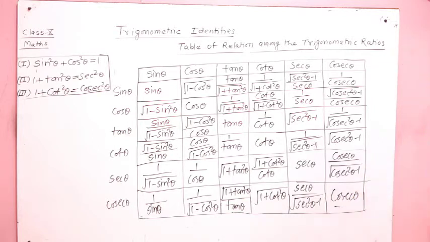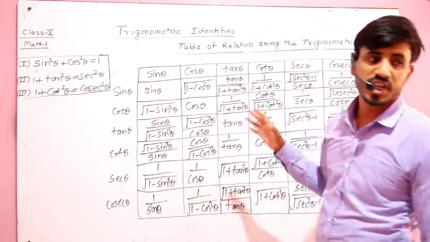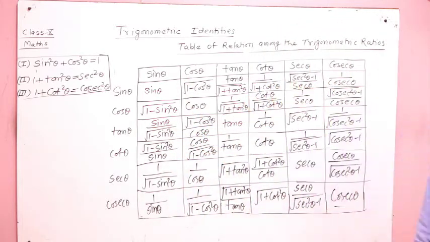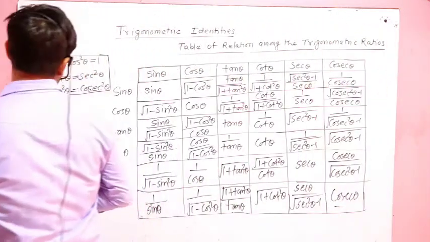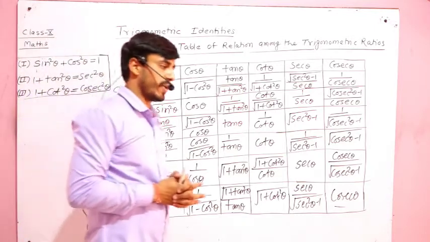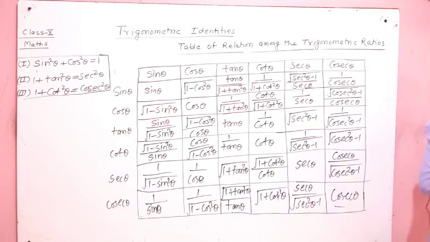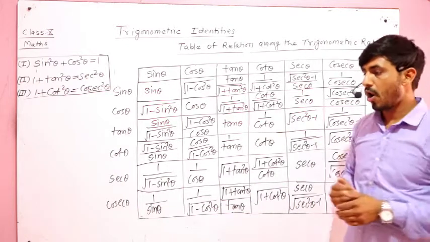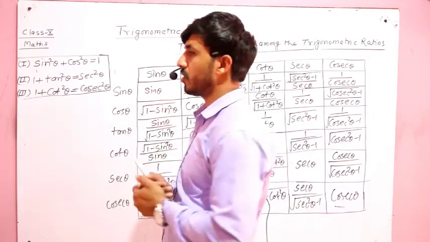Okay. All this table we have to remember, as well as how we are finding these relations by using trigonometric identities. These three trigonometric identities are very important. As you can see, what is the importance of this table? We are making a relation of any trigonometric ratio in terms of other trigonometric ratios.